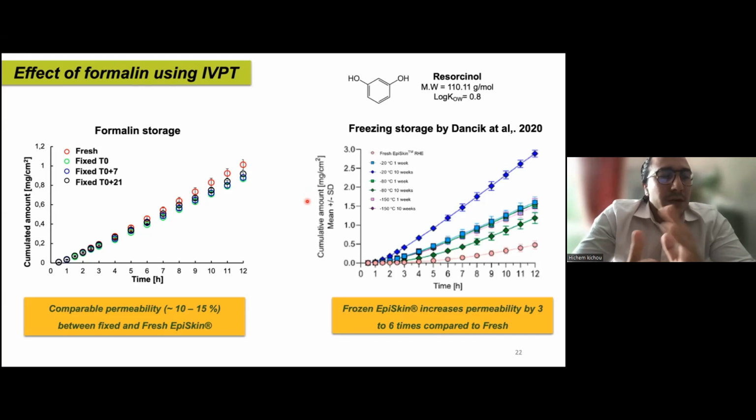While there is less research on EpiSkin, a previous study performed by Danzig and colleagues reported the impairment of the skin barrier function due to freezing, particularly in the case of resorcinol, which is a small hydrophilic compound, demonstrating that the storage of EpiSkin at -150, -18, and -20 degrees for 1 and 10 weeks resulted in increased permeability ranging from 3 to 6-fold compared to fresh samples represented here, indicating that the freezing protocol compromises the barrier of EpiSkin.